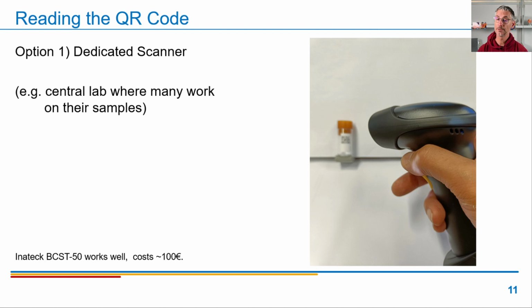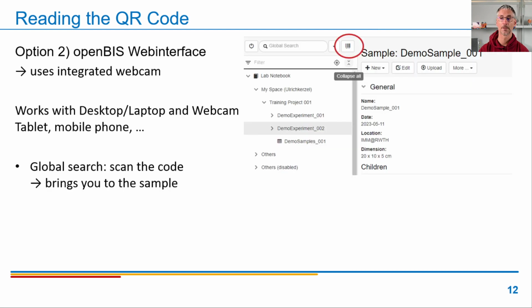How do we use this QR code? Option 1 is that we use a dedicated scanner. For example, if we have a central lab where many people work, then we can use this, it's very reliable and quick. For example, the Inatec BCST50 works very well, it's relatively inexpensive, and we can put this in the central space, and then you can use the OpenBIS facility to activate the scanner and scan the QR code.